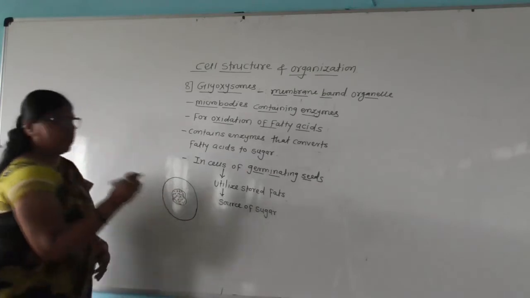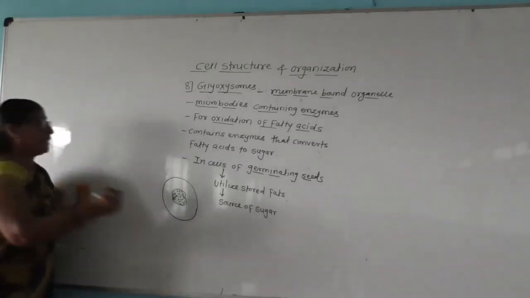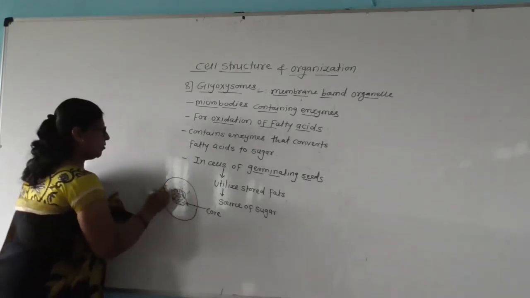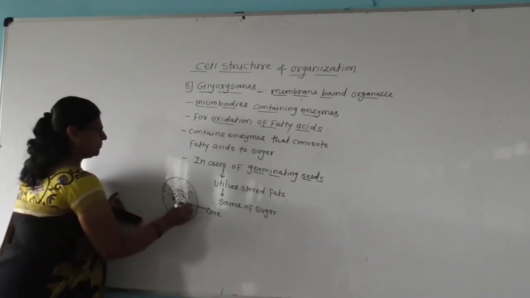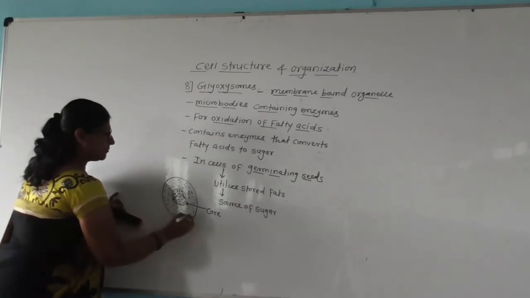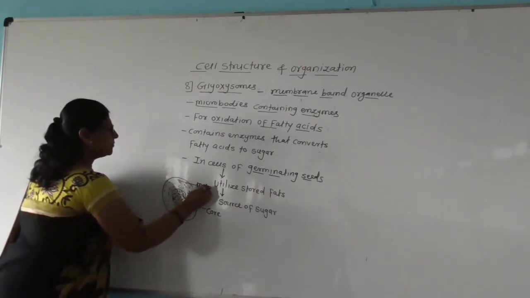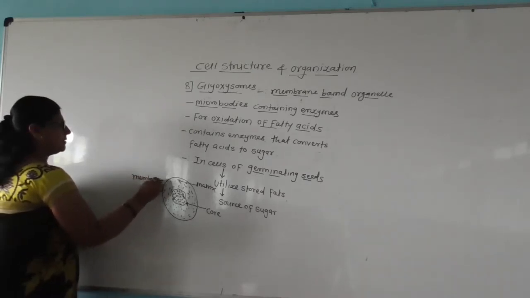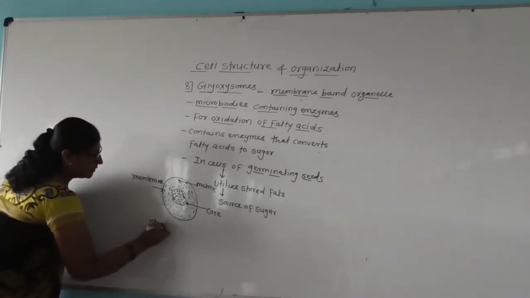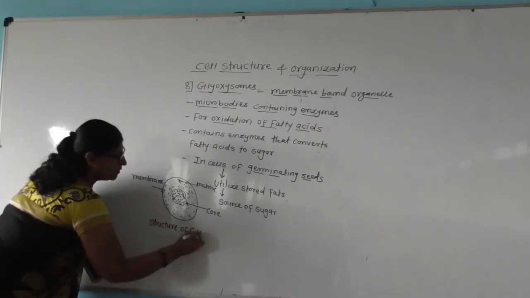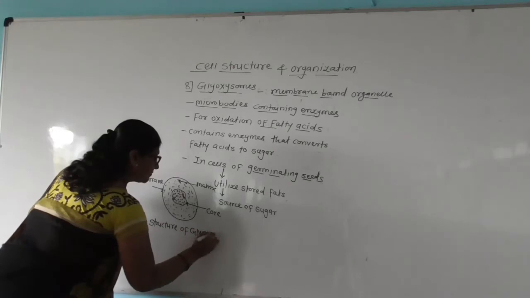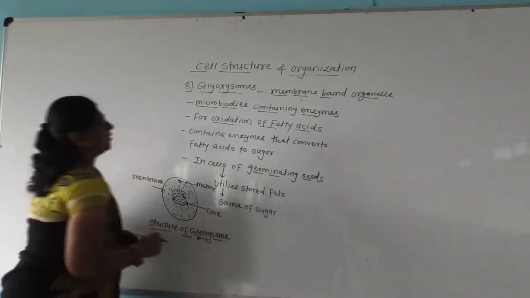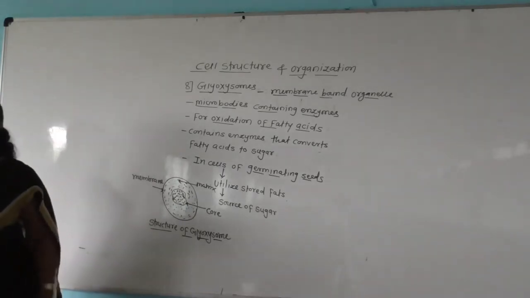Structure of glyoxysome shows a central core, then a matrix surrounding the central core, and a bounding membrane. This is about the cell organelle, microbody glyoxysomes.